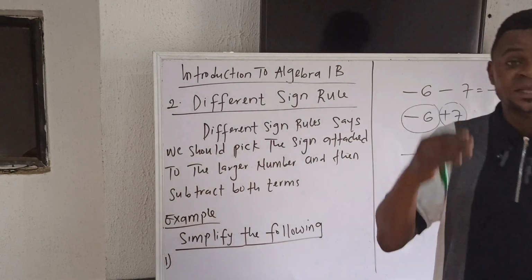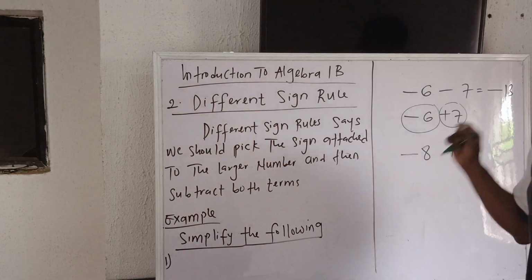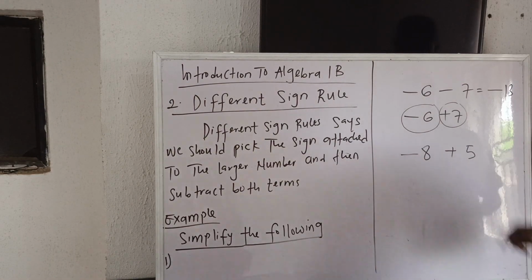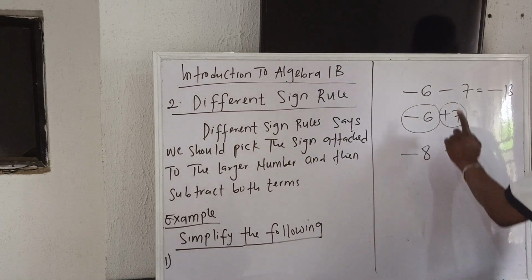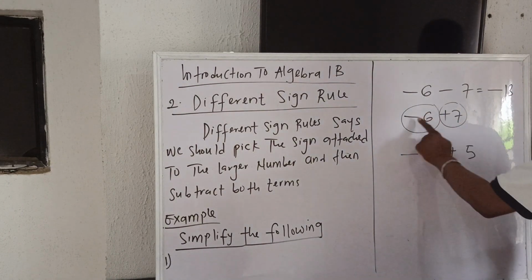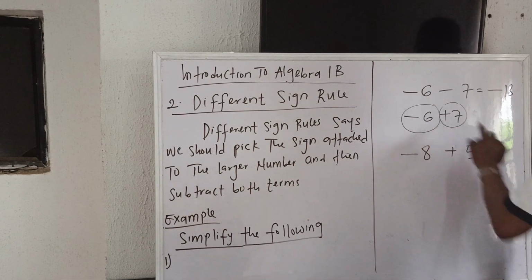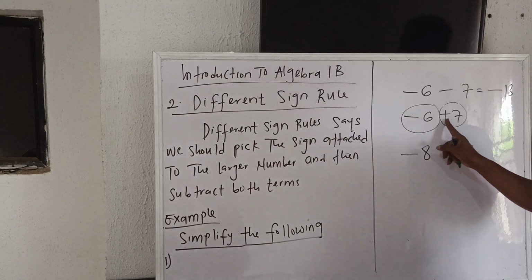So when I'm saying you should find out the larger number, that means you're only considering the larger number or the larger digit without considering the signs attached to it. So for this case, if I have -6 plus 7, I'm only going to consider 6 and 7, ignoring the minus sign attached and ignoring the plus. So between 6 and 7, which one is greater? 7 is greater. Then I'll pick the sign attached to 7, which is plus.